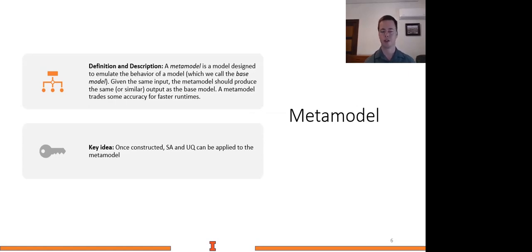So we review the definition and description of a metamodel. A metamodel is a model which is designed to emulate the behavior of another model, which throughout the rest of the presentation we will call the base model. So given the same input, the metamodel tries to produce an output that is as close to the output that the base model would have produced had it been given the same input. Usually the metamodel isn't able to perfectly emulate the base model, so what you're in effect doing is trading some accuracy for much faster runtimes. And the key idea is to build the metamodel and then apply the sensitivity analysis and uncertainty quantification directly to the metamodel instead of the base model. So you're doing a sort of indirect sensitivity analysis and uncertainty quantification.